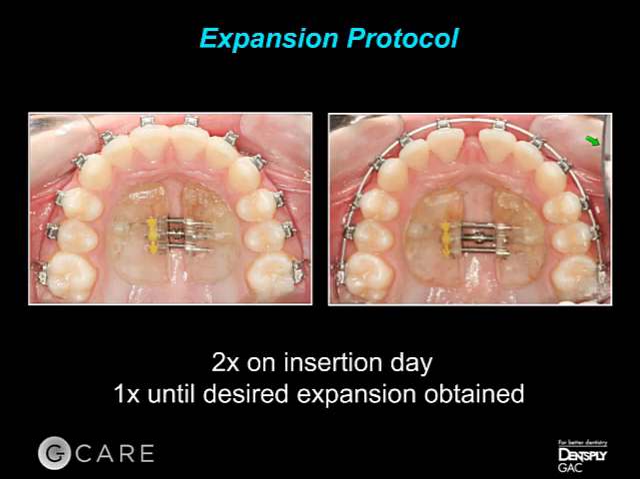My expansion protocol is basically 2 turns on the insertion day, once to show the parent, second to have the parent try it themselves, and then we will turn 1 time a day until the desired expansion is obtained or the screw bottoms out. Okay, and this case that was shown is one that followed that protocol. The left picture was the day of insertion, and the right picture was 3 weeks later.